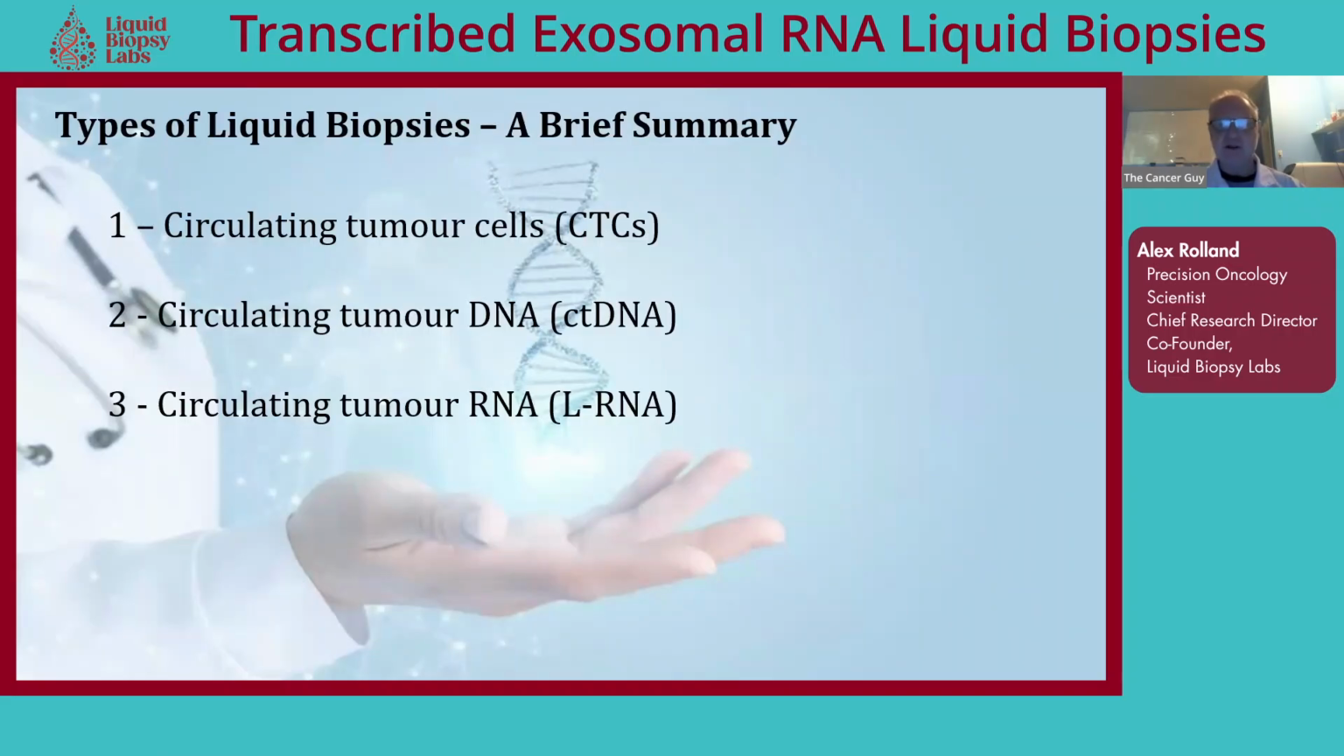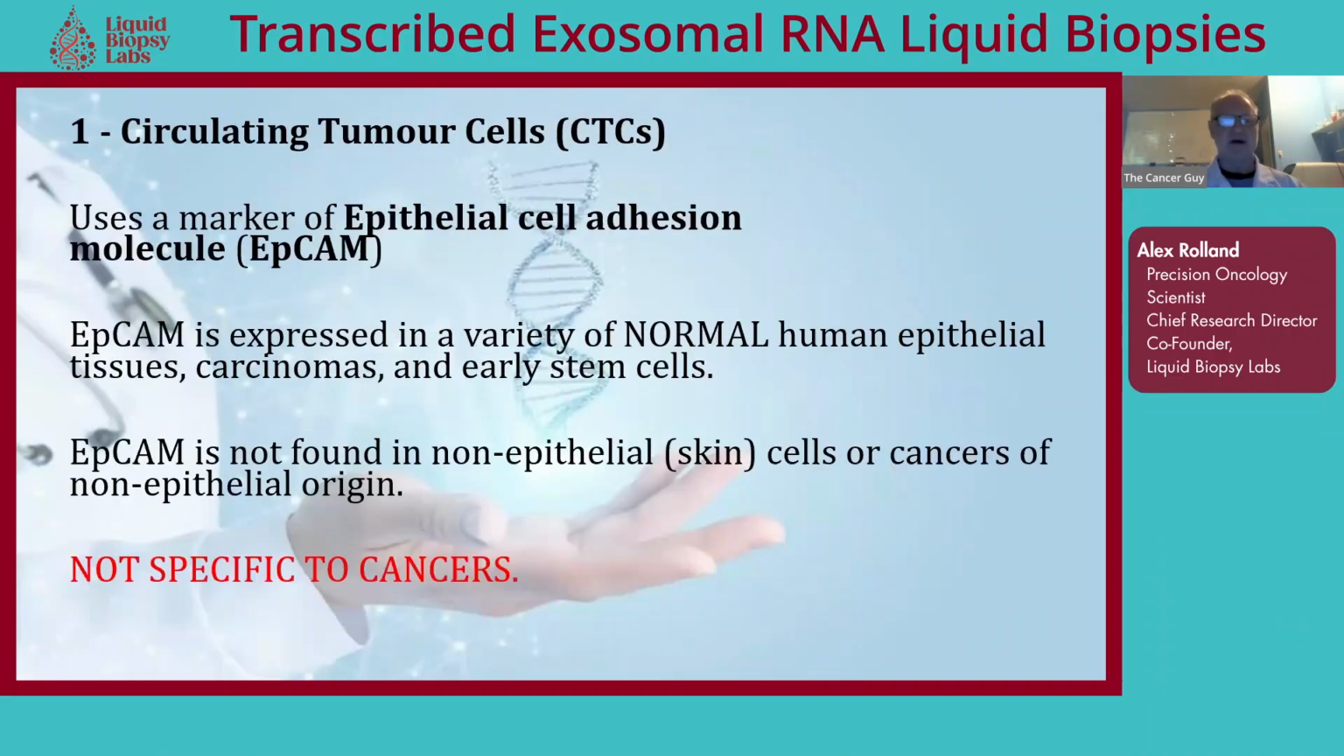You can have circulating tumor cells, CTCs. There's also circulating tumor DNA. And now I want to talk about circulating tumor RNA. But first, let's look at circulating tumor cells and circulating tumor DNA. So circulating tumor cells, you'll probably see these tests on the internet. There's quite a few of them.